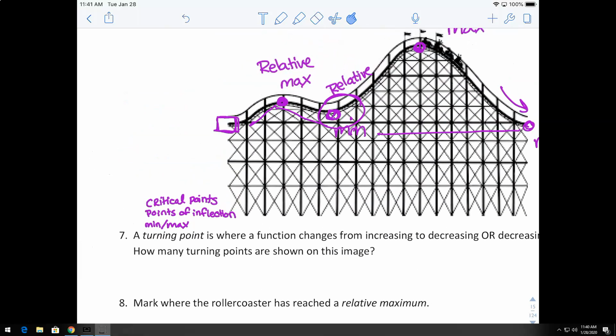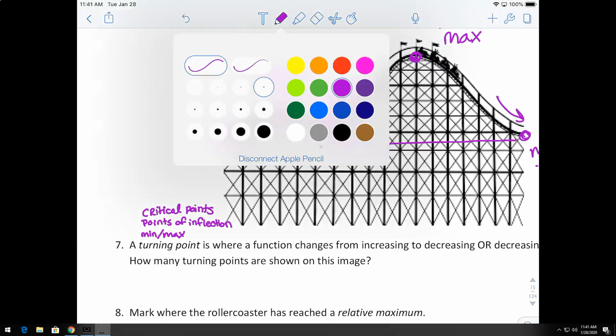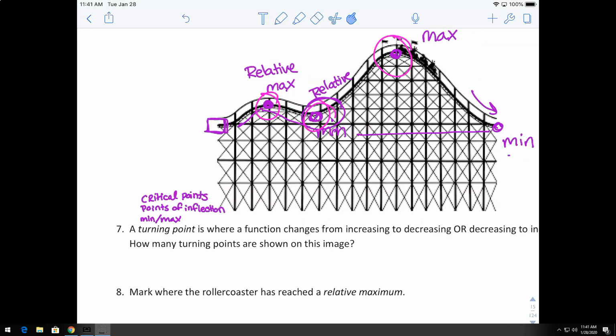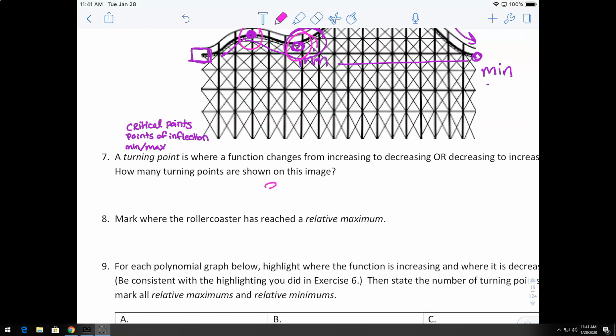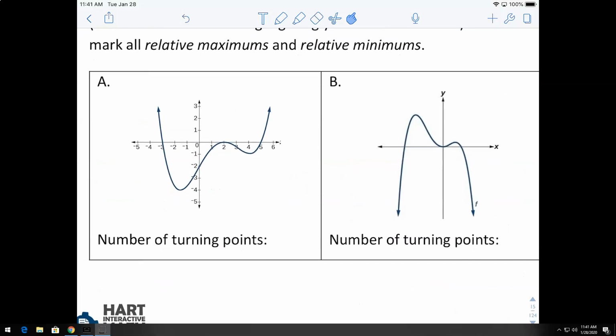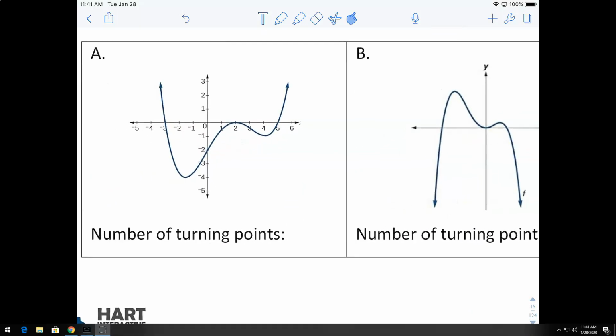So how many turning points are shown on there? I've got this one where it turns, this one where it turns, that one where it turns, and that is 3 points. There are 3 turning points. Notice I didn't count the last one. The last one hasn't quite turned all the way yet, so we're not going to talk about that one. Okay, we've already talked about this relative minimum and maximum.